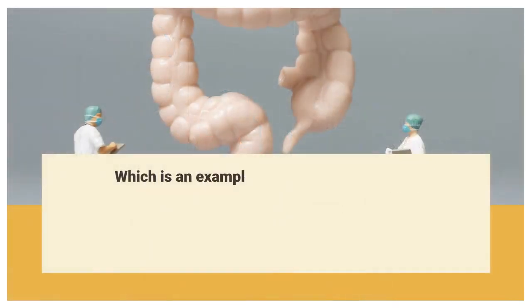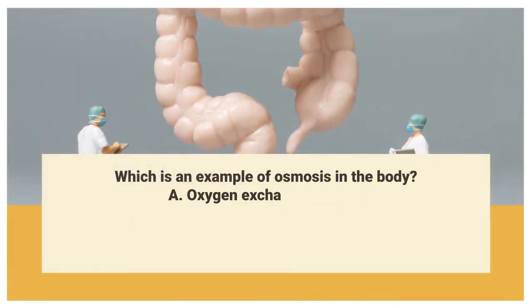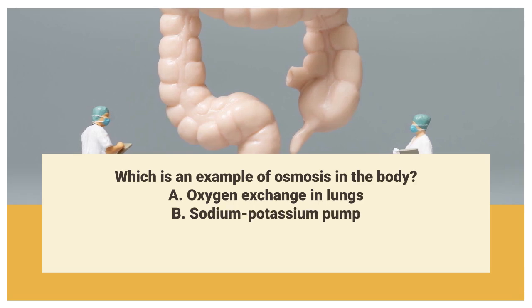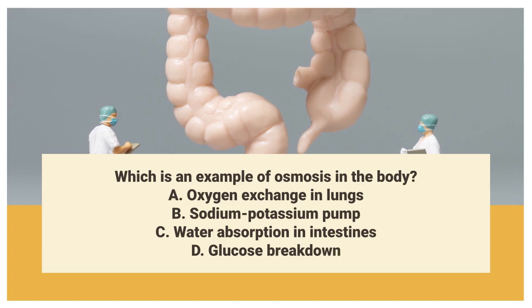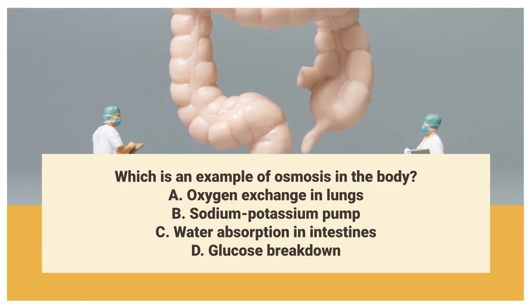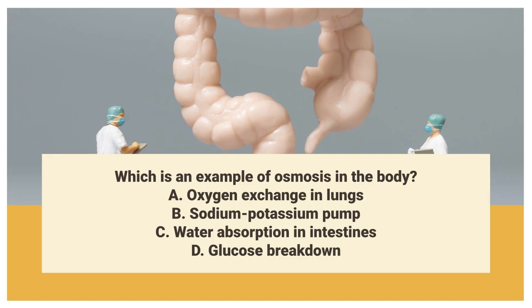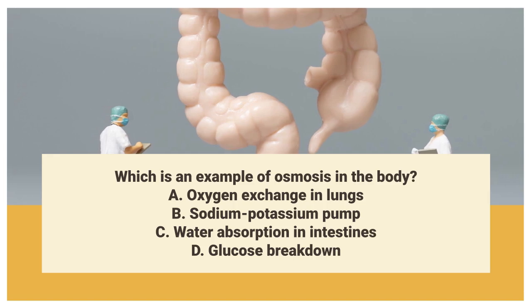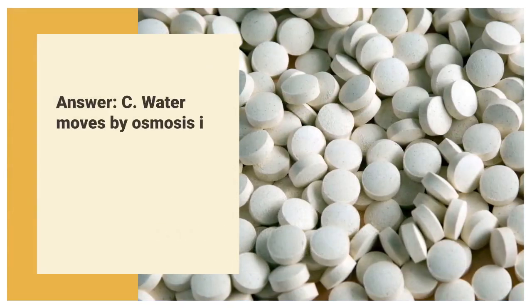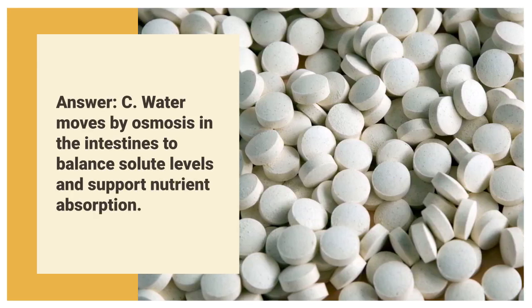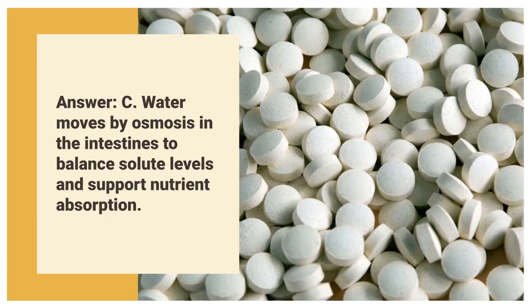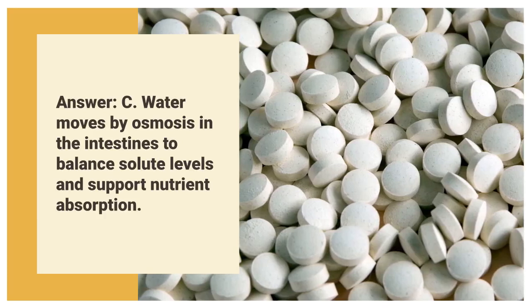Next question. Which is an example of osmosis in the body? Oxygen exchange in lungs, sodium-potassium pump, water absorption in intestines, or glucose breakdown? C. Water moves by osmosis in the intestines to balance solute levels and support nutrient absorption.